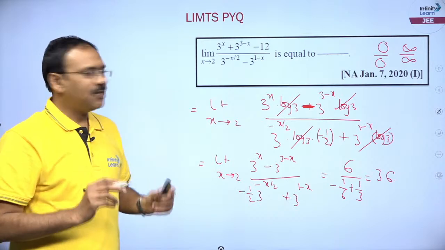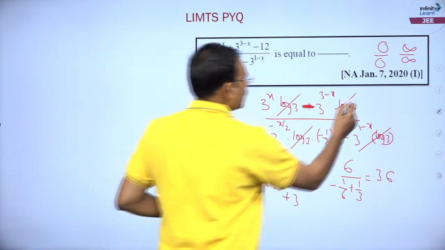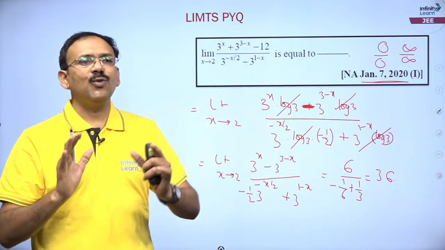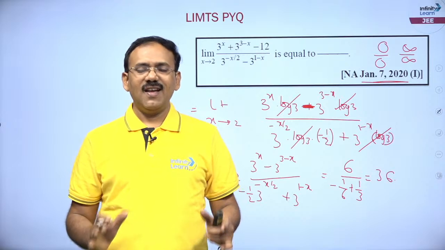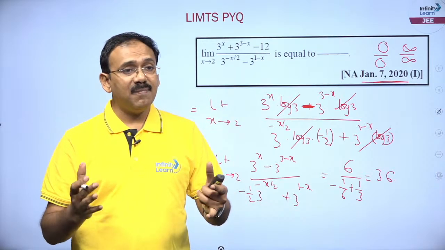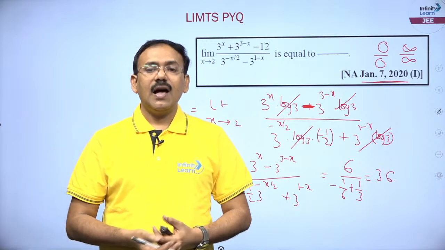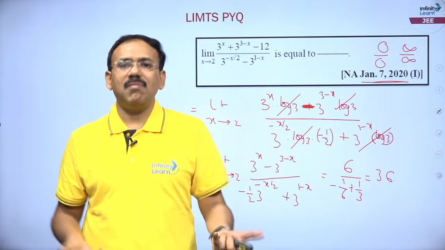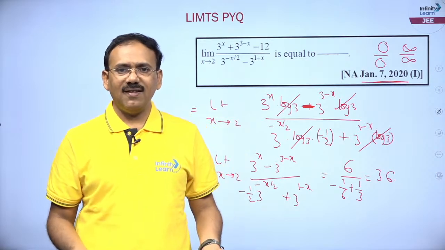So, my point is, you see, this is a 2020 January attempt question. In January, I think you know one important point. Out of 10 lakh students writing JEE Main every year, how many students do you think could score above 40 marks out of 100?